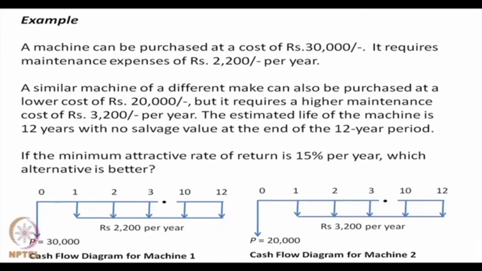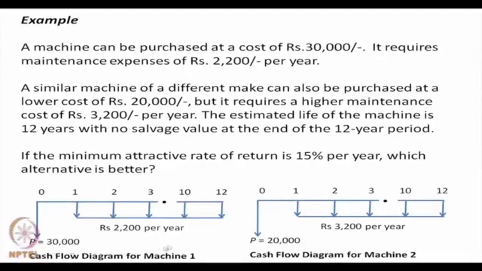The first costs of the machines are different and the annual maintenance expenses are also different. However, the annual expenses are distributed over time. The first cost, of course, takes place at the beginning of the time. Now, how to compare these two alternatives? We will use all the three methods, but first let us draw the cash flow diagram.